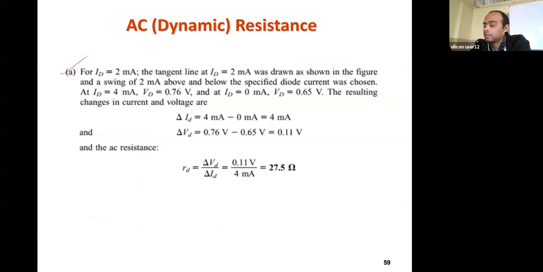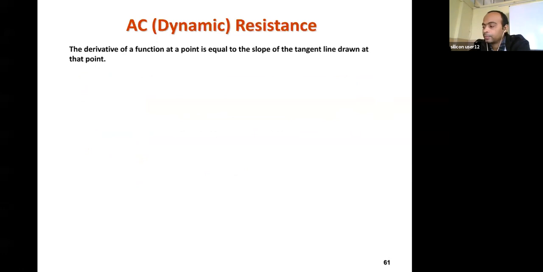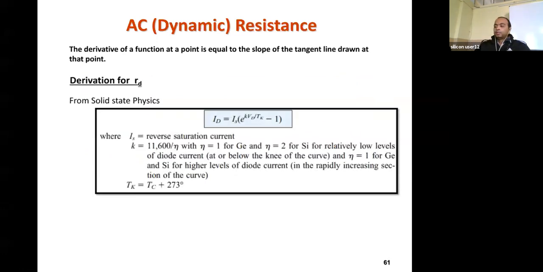So parts A and B we have done. You can refer to that PDF, which I might have given you. I think we'll proceed from that point itself. There is also another way in which we can find this AC resistance.